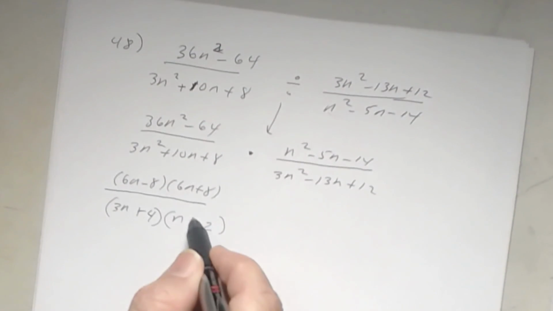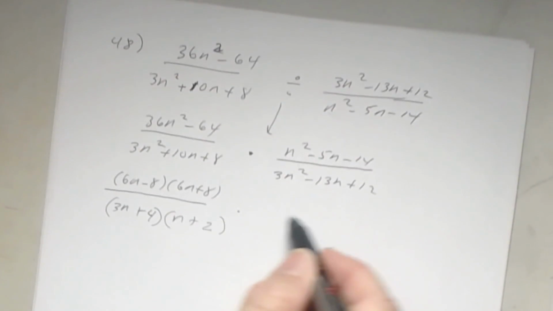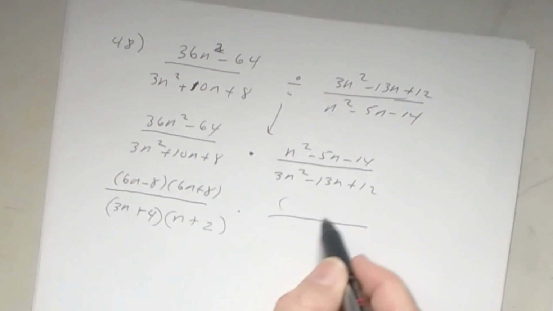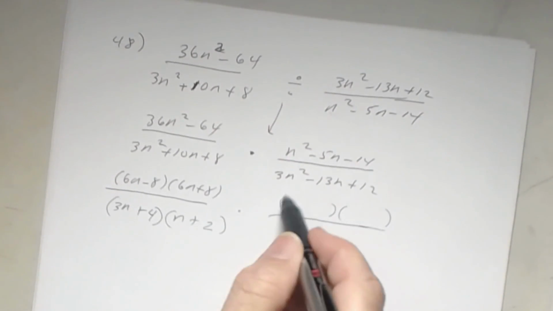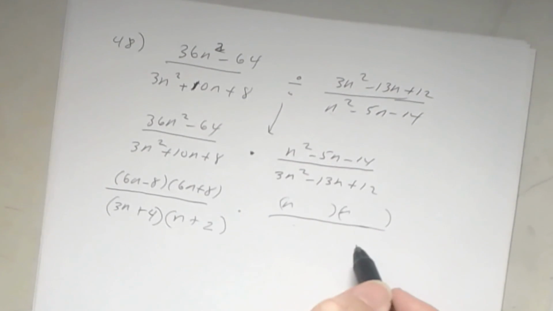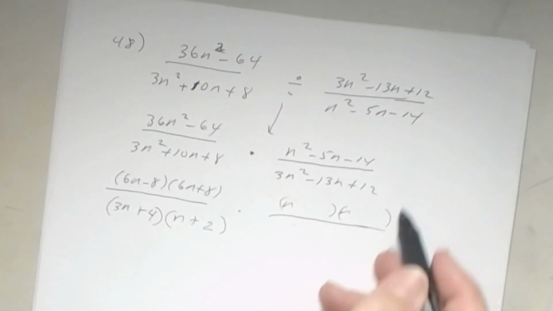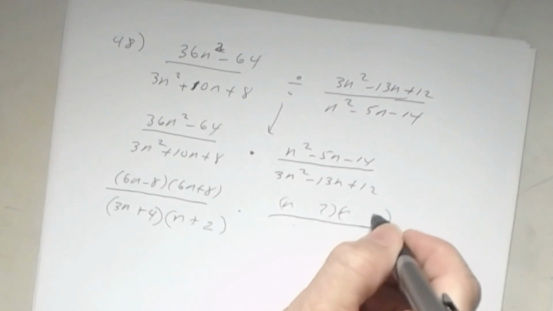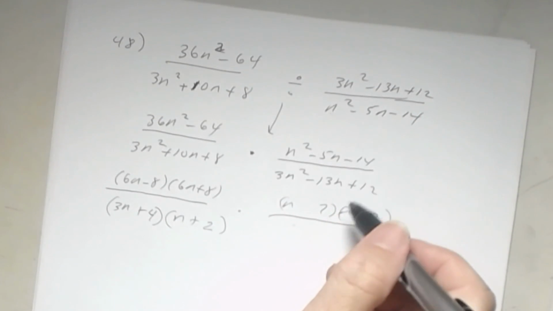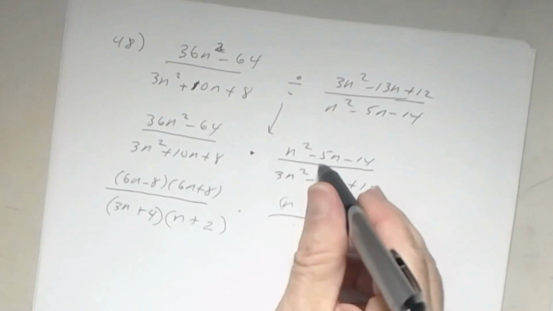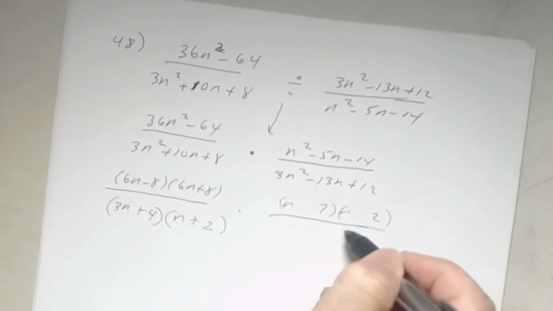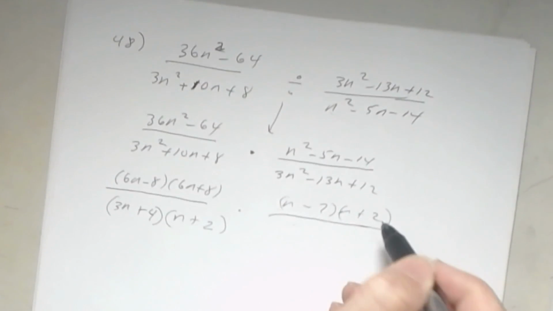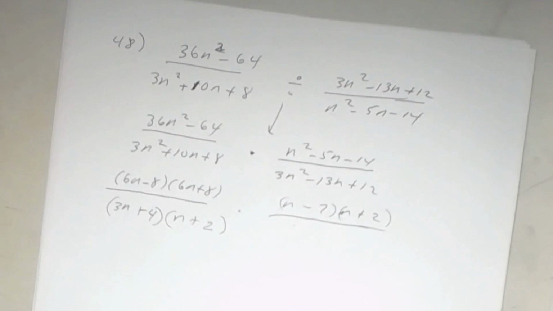Positive. Positive. All right. Times? All right. What about this one? N, N, 14. 7, 2. Last sign's negative. And you want a negative 5n, so which one has to be negative? 7. Okay. So n minus 7, n plus 2.